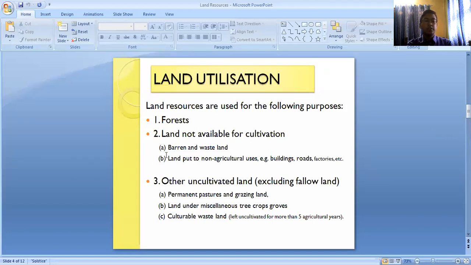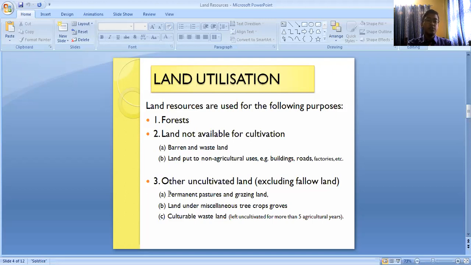So here you can see that land not available for cultivation basically includes the barren and wasteland, and the land which is being used for housing, for construction, for roads, factories, and for different other purposes. Number three, other uncultivated land, excluding the fallow land. So other uncultivated land also exists.